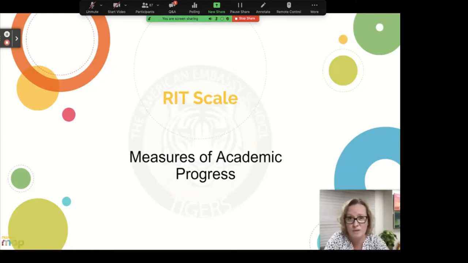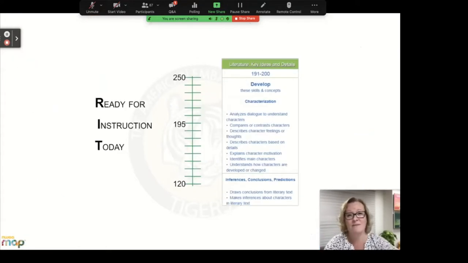Now, RIT stands for Rasch unit, but again, that's not helpful. And so a RIT score in our world stands for a Ready for Instruction Today level. That RIT score, that sweet spot, if you will. And so if a student earns a 195, that 195 RIT score is actually tied to learning statements on a learning continuum. These learning statements that you see on the right are tied to our curriculum, to our scope and sequence, to our standards, to our benchmark. And so that is helpful to us, the RIT score for each and every student.